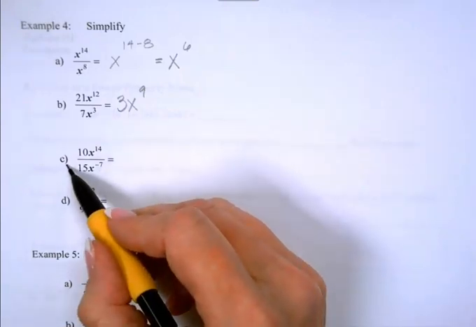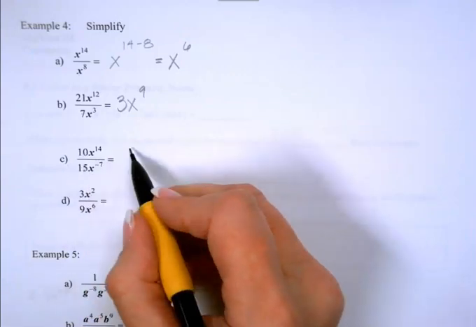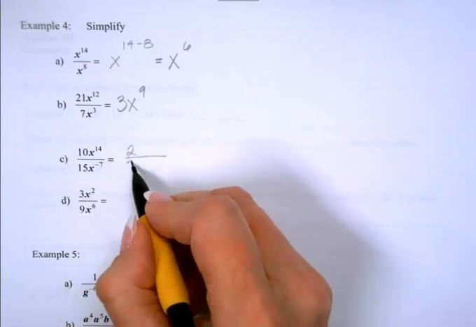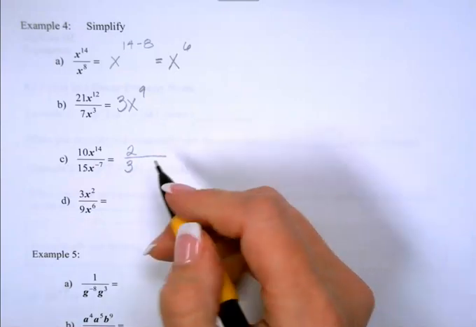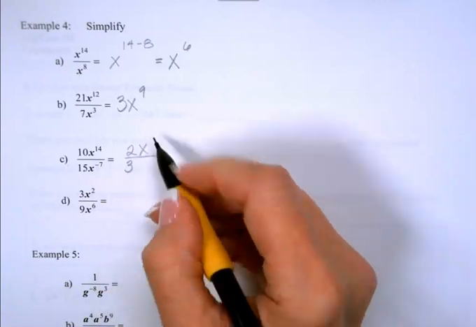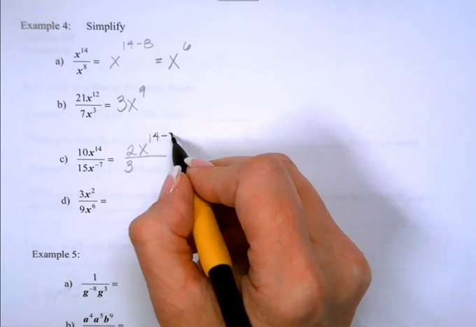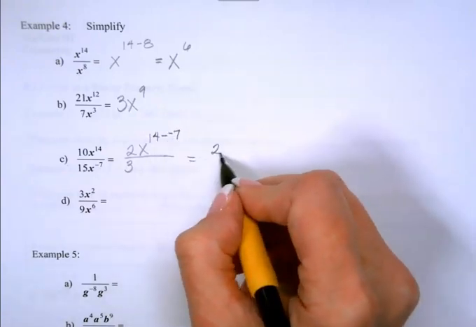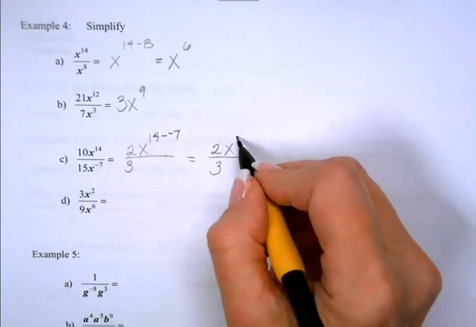On example C, 10 over 15, 5 goes into each of those, so I can divide 10 by 5 and I'll get 2. Divide 15 by 5 and I'll get 3. You could reduce that on your calculator as well. And then I'm going to subtract the exponents. So that's going to be 14 minus negative 7. And that will give me 21.